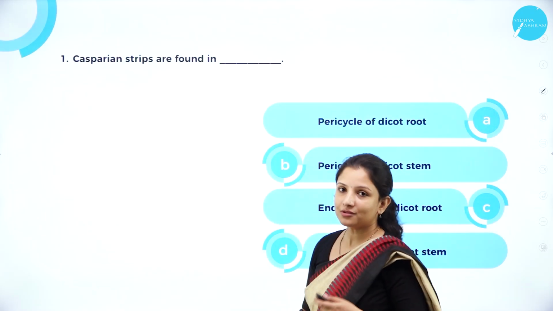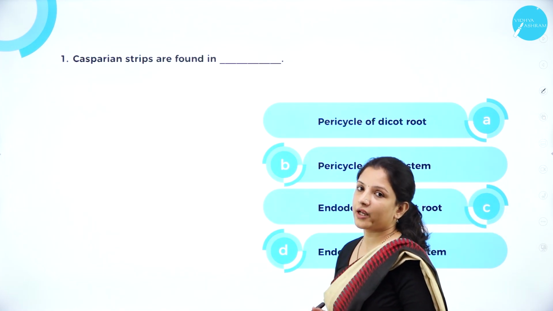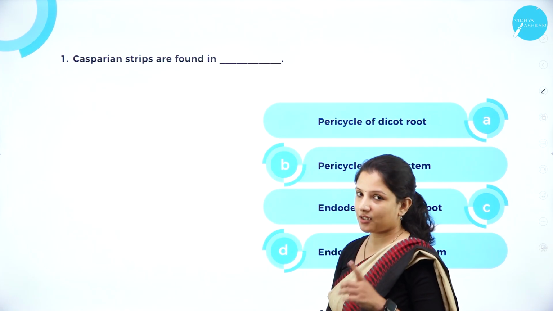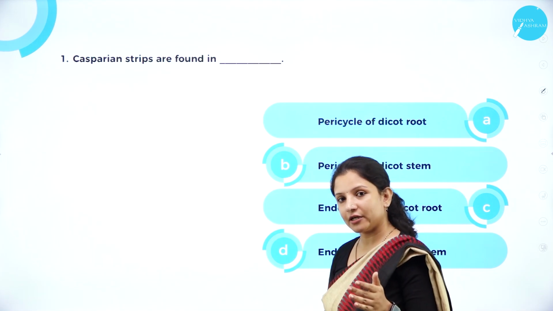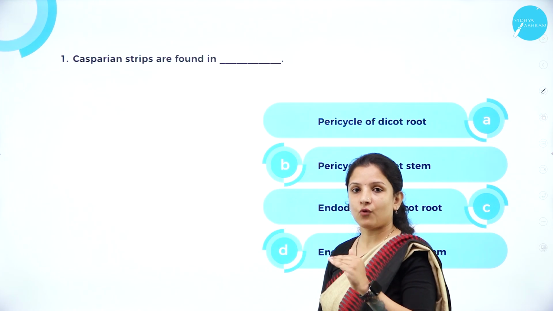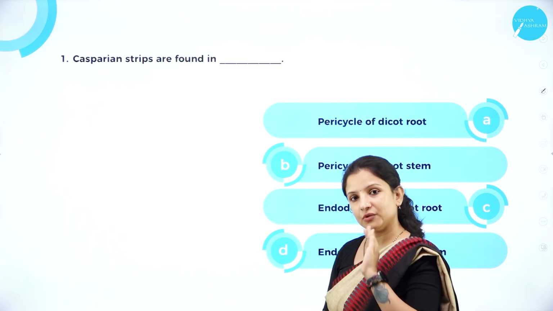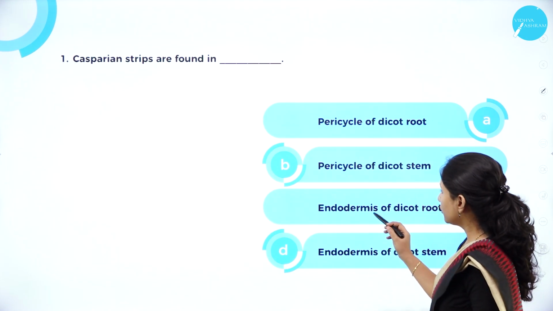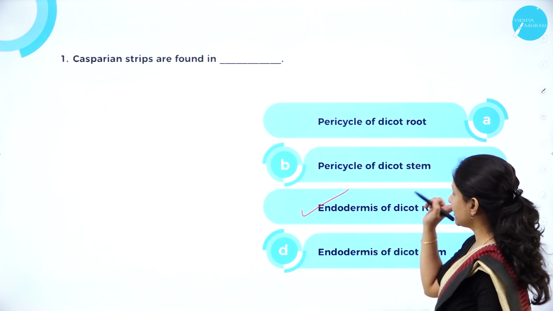Next, moving on to some MCQs. Casparian strips are found in which part? We got to know that Casparian strips come under the dicotyledonous root. Where are they present in the dicotyledonous root? They are present in the tangential and radial walls of the endodermis, and therefore that endodermis has the Casparian strip, right? So where is it found? It is found in the endodermis of the dicot root, not in the pericycle.